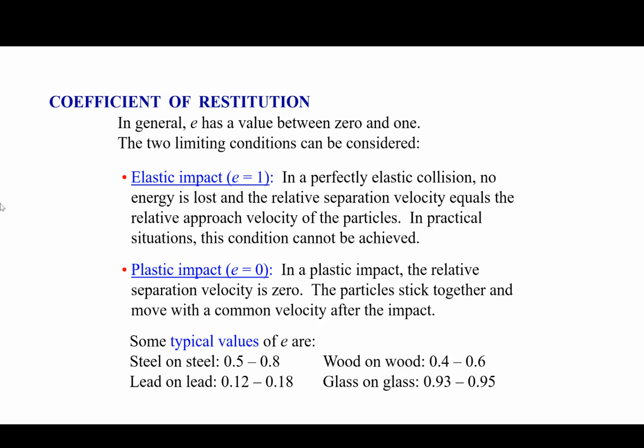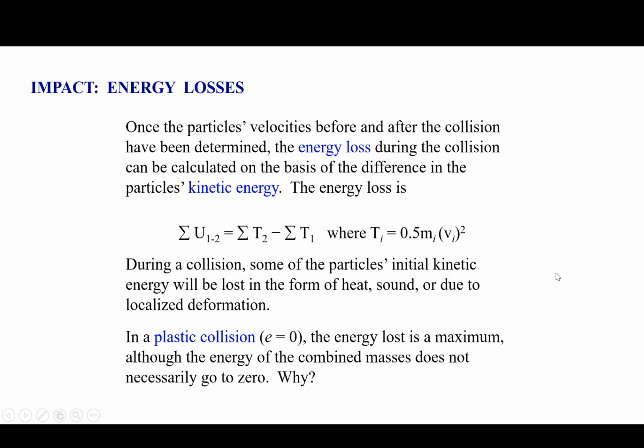And we got typical values of e, okay? How steel on steel is going to be there, or lead on lead, or wood on wood, or glass on glass. And you can actually look at that, and the plastic impact is a separation of velocity where they stick together, and we have a common velocity after impact. So how are these things going to stick together? So it goes back to that particular aspect.